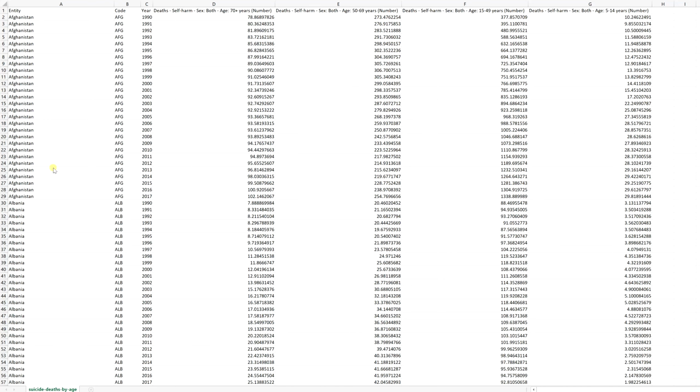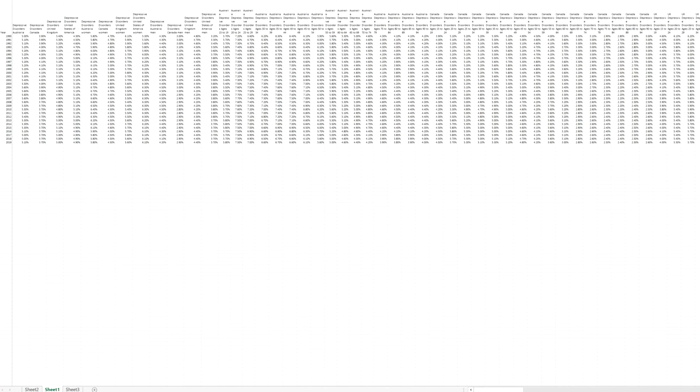Here is an example of the suicide deaths by age. Again, filtering out the country, changing the column headers, removing unnecessary columns, and exploring the data as it is aggregated in the data file. And once that process is complete, we end up with a resulting aggregated data file, which will be used in the next stage of pre-processing in Jupyter Notebook.